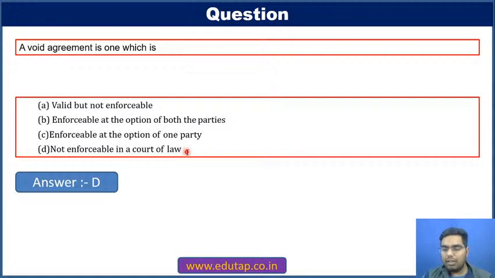All illegal agreements are void. Because when I taught you the characteristics of a valid contract, the point was that it should not be illegal. If it is illegal, then it is void also. All illegal agreements are void. So that is why D will be the correct answer here. Okay, Madhur? Am I clear to you guys?